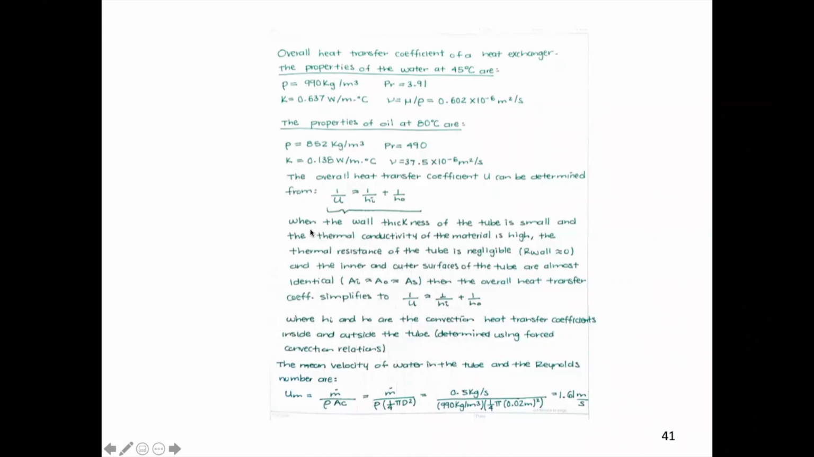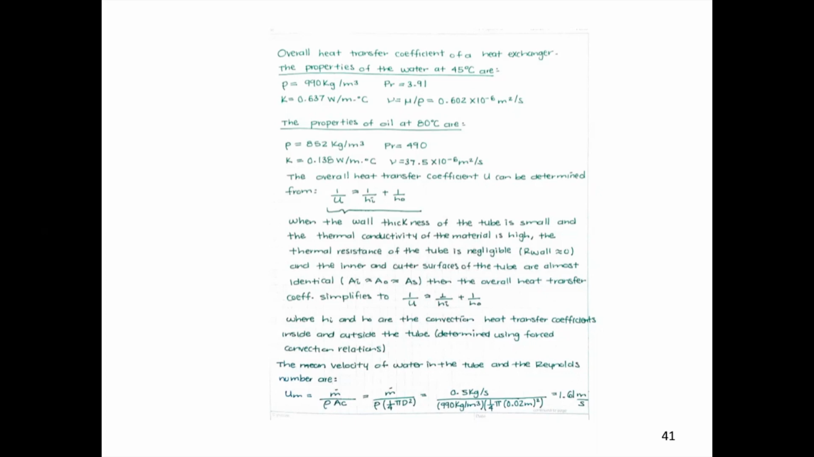Well, this can be done. This is a simplification that can be done when the wall thickness of the tube is small and the thermal conductivity of the material is high, because that resistance is not going to impact your answer. Like last time, when we compare all the resistances in the denominator, we saw which one has the most impact. And if you just count that resistance, the overall heat transfer coefficient is almost the same as if you disregard the other two, right? So that's why we can do this simplification.